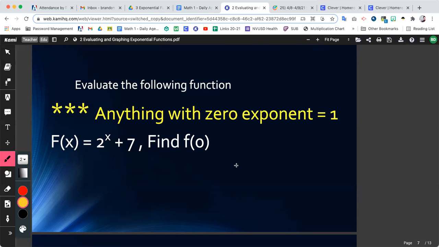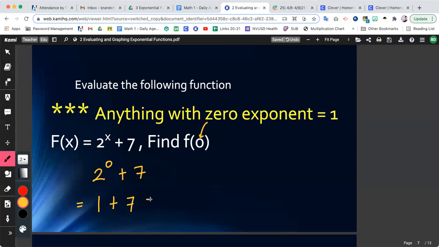The whole answer doesn't turn into 1. So for example, here we have 2 to the x power plus 7. We're replacing x with 0. So that becomes 2 to the 0 power plus 7. Okay, so what is 2 to the 0 power? Anything to the 0 power is 1. So that becomes 1. But does the 0 exponent affect the 7? No. So we keep plus 7. And so my final answer is 8.